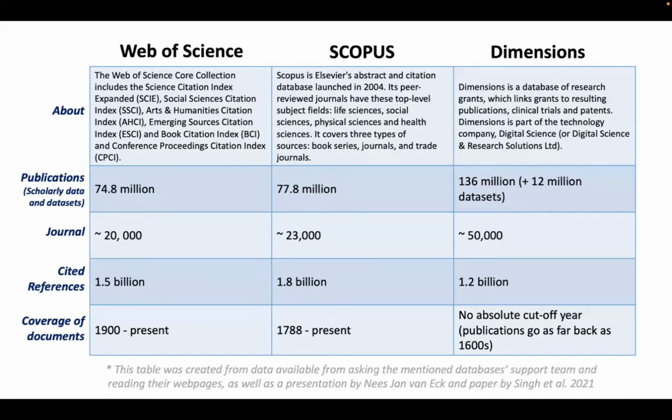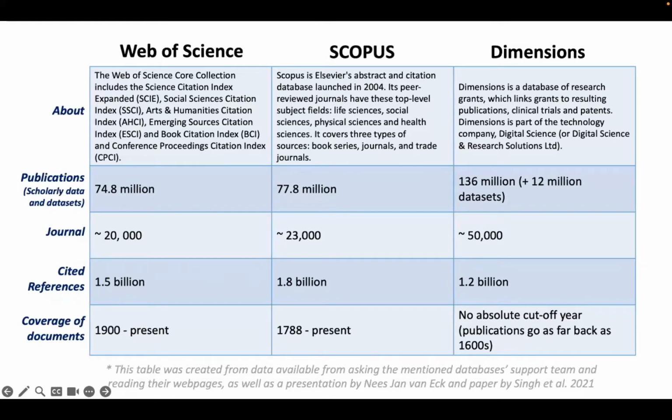I definitely encourage you to look at these different databases and carry out the same kind of search query to see if there are any differences between the information that you're getting. From here, you can see that Dimensions appears to be the most expansive out of all these three, with 136 million publications and over 50,000 journals.